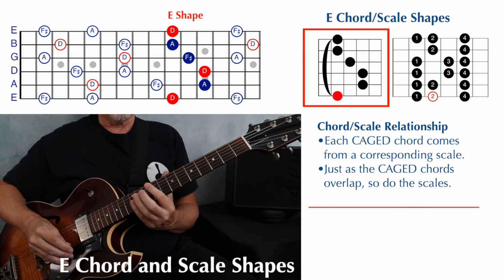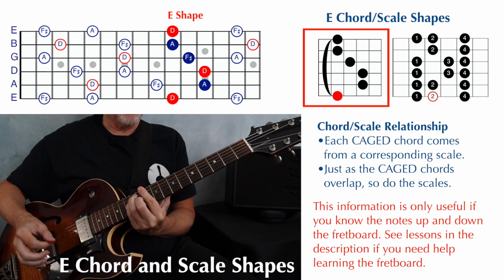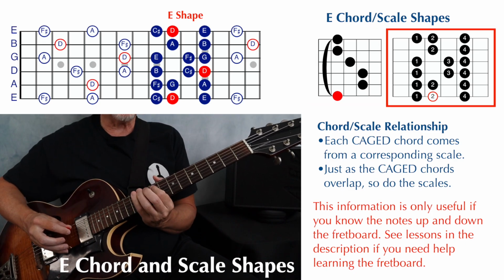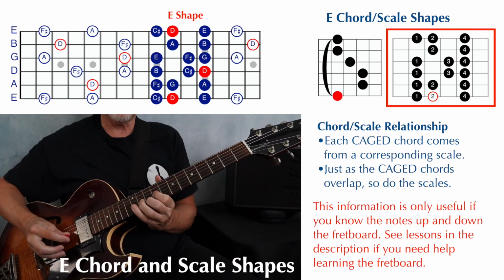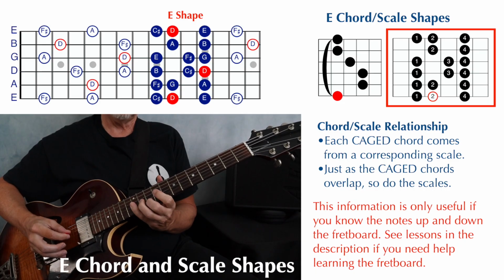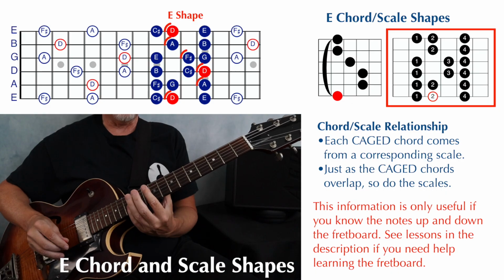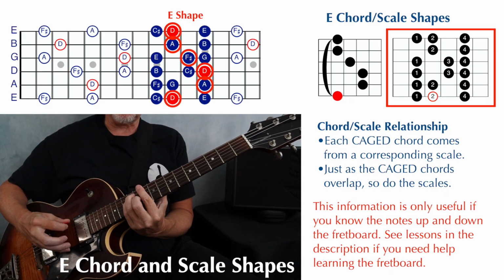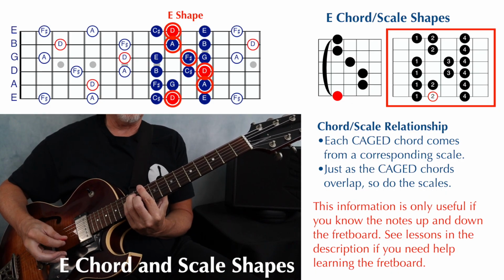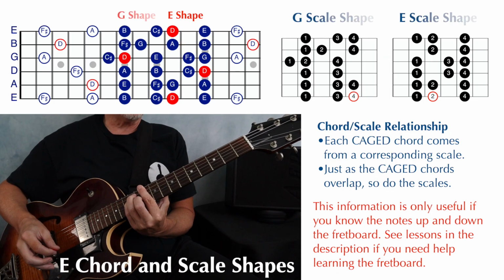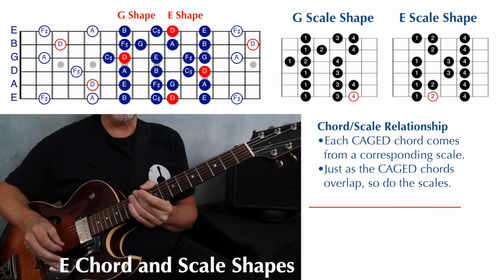Moving up the neck a bit more, we have this E chord shape, which comes from this E major scale form. And these are the notes that are included in the chord shape. Quite a few notes, well, 6 of them, as a matter of fact. And once again, these 2 scale forms share some notes.